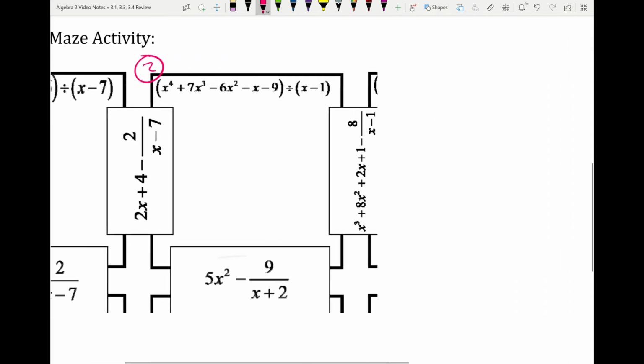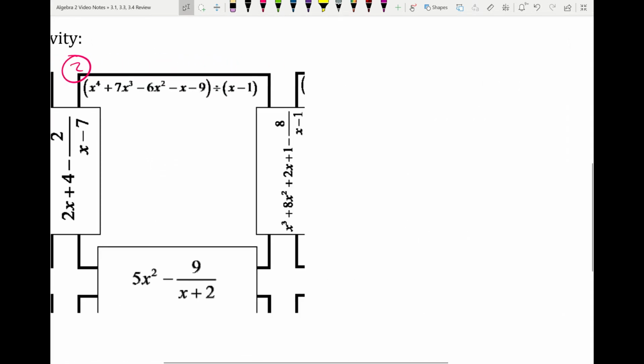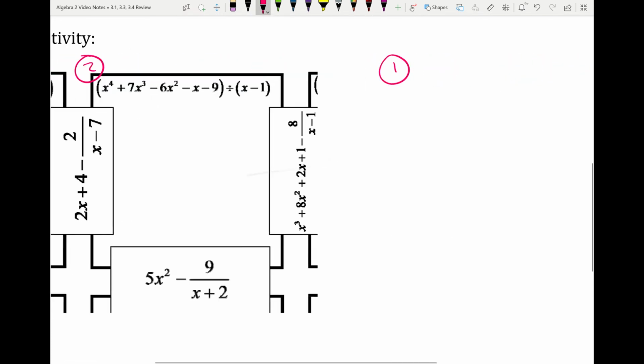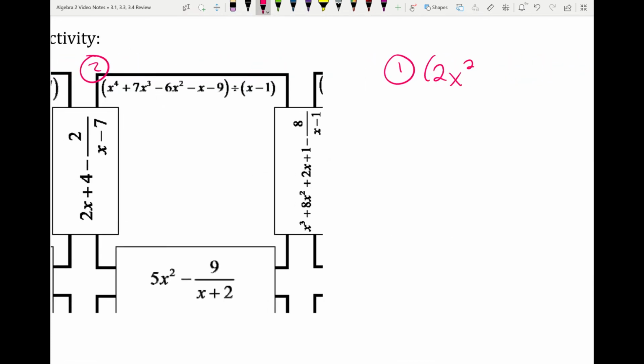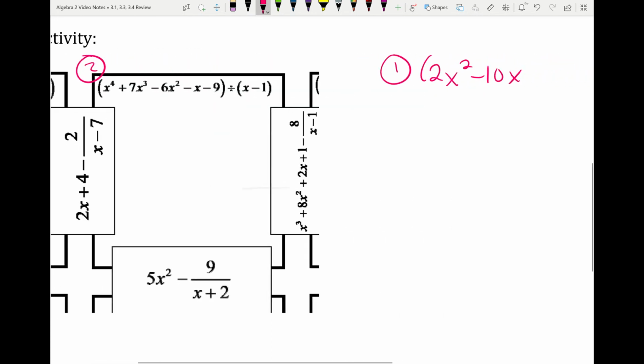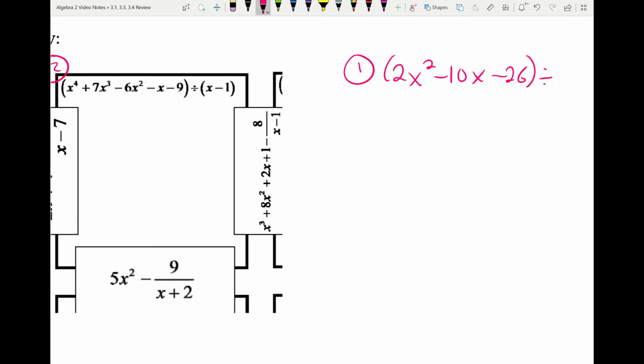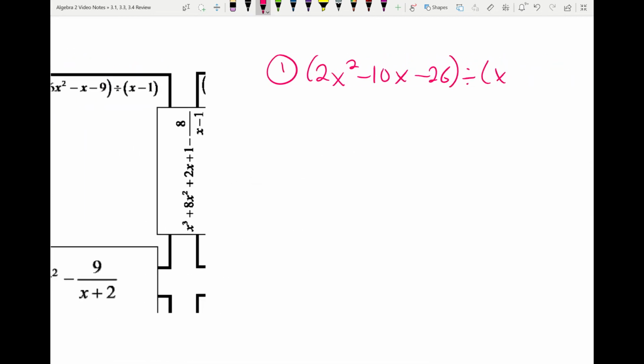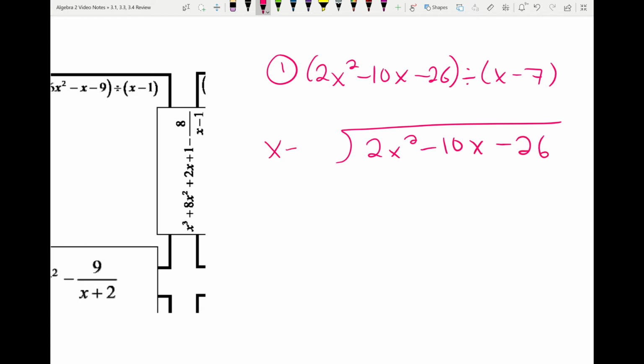All right, so for number 1, we have (2x squared minus 10x minus 26) divided by x minus 7. Okay, so our dividend goes inside, divisor on the outside, so we have to fill in the blank. So what times x is 2x squared? That'll be 2x.